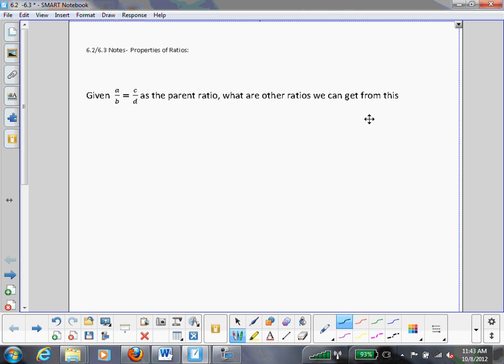Here we go. So if A over B equals C over D is your parent ratio, what are the other ratios that we can get from this? Let's do this with numbers. Let's say 2 over 4 is equal to 6 over, what is this? Well, this would have to be 12. What's another ratio that I could write that would be true? Aaron?